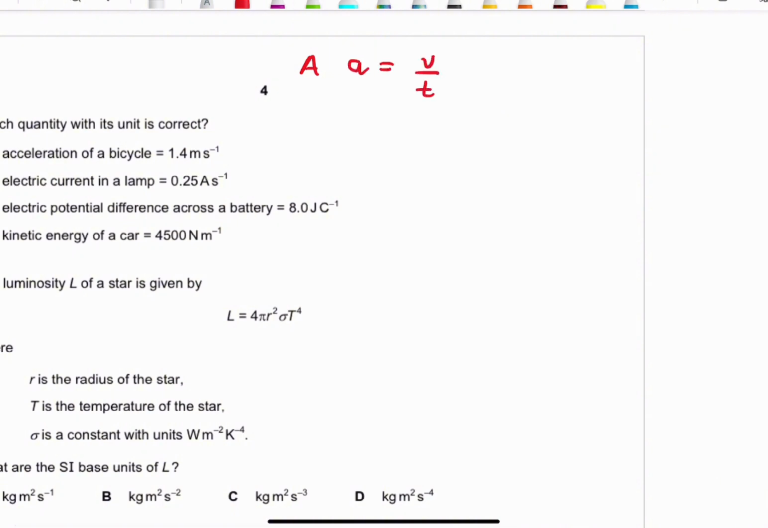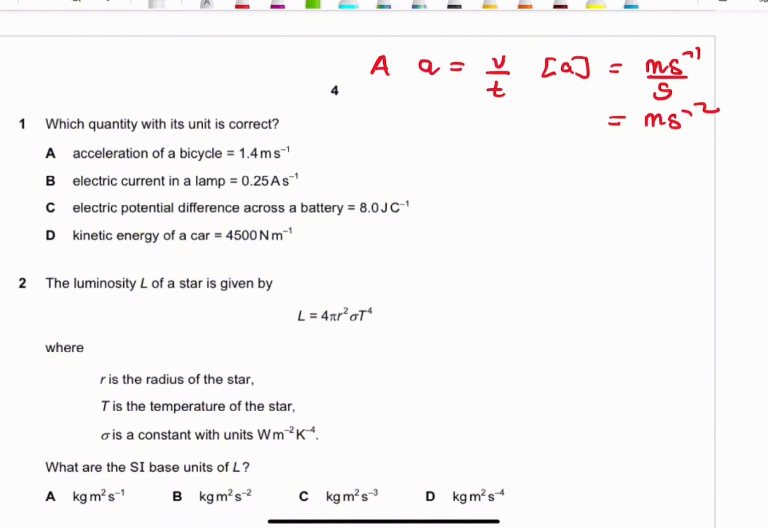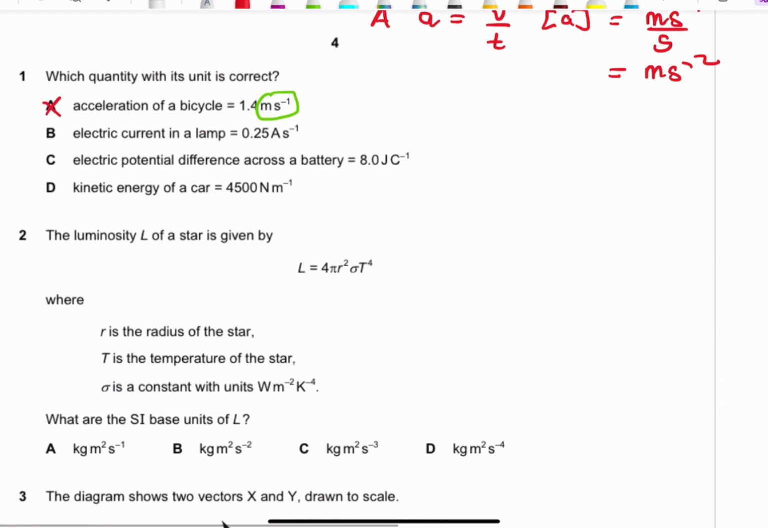Velocity is measured in meters per second, and time is measured in seconds. So the units of acceleration will be m s to the power of -2. But here they've given us m s to the power of -1. So it really can't be acceleration because the units are not aligning. So the answer can't be A. Okay, move on to B.